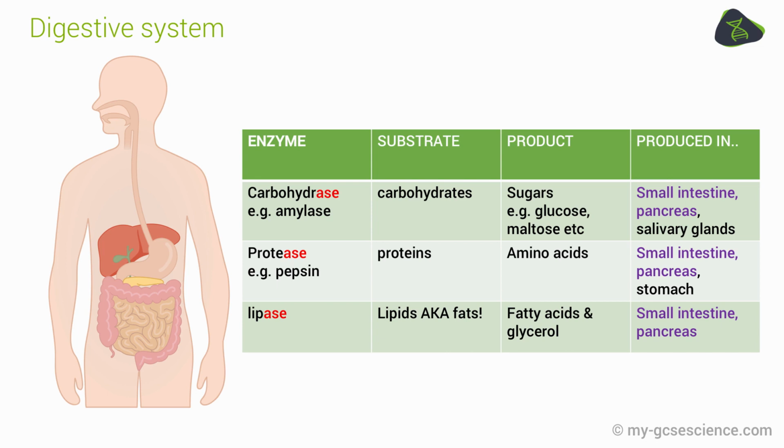Protease enzymes break down proteins into the product amino acids. The example that you need to be aware of is pepsin, which is found in the stomach, but there are other protease enzymes made in the small intestine and the pancreas. Lipase enzymes are only made in the small intestine and the pancreas. There's no additional other location in the digestive system where these are made, and these break down lipids, also known as fats, into fatty acids and glycerol.